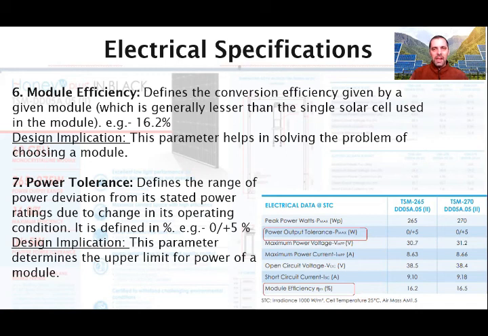This parameter helps in solving the problem of choosing a module. Seventh, power tolerance. It defines the range of power deviation from its stated power rating due to changes in the operating conditions. It is defined in percent, for example, 0 to 5%. This parameter determines the upper limit for power of a module.